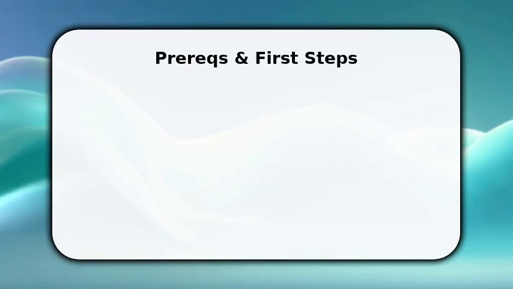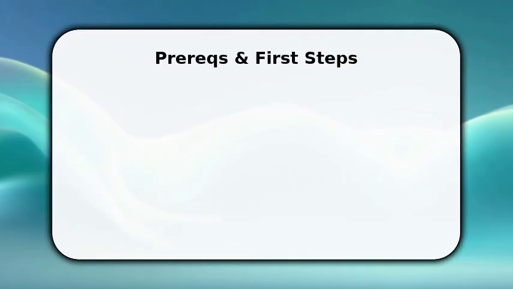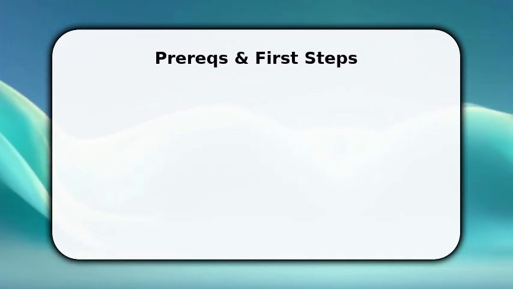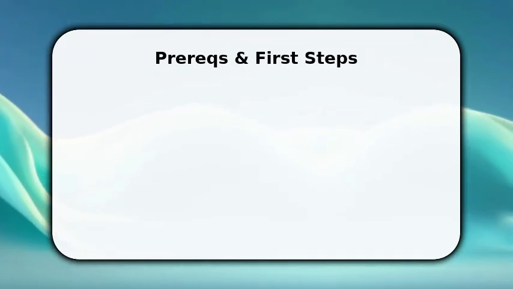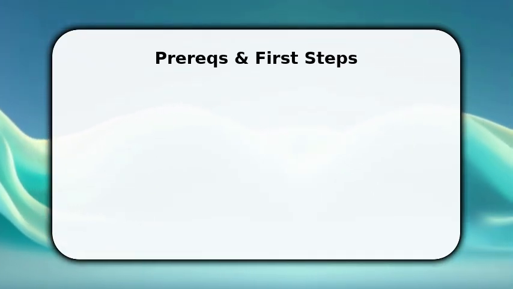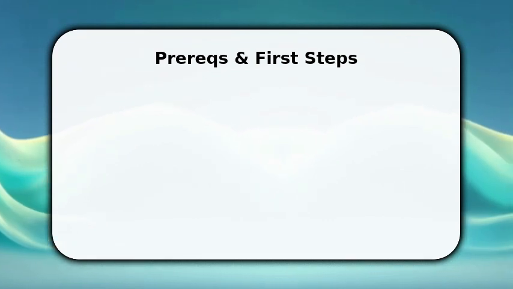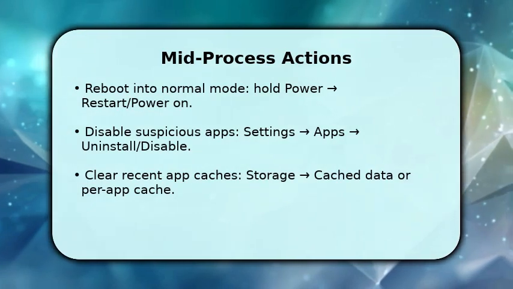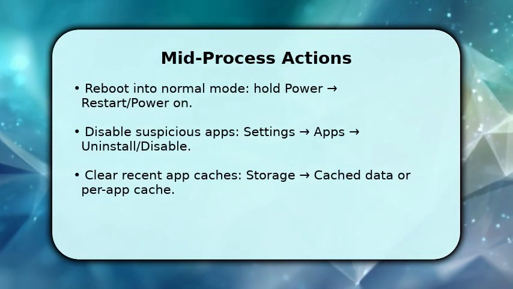Now perform the first actions. Power off the device fully, wait 10 seconds, then power on normally. If you use external SD or a case that presses buttons, remove it first. These initial steps rule out simple causes like stuck keys or storage conflicts, and let you test a clean reboot immediately. Once rebooted, you'll continue by targeting the usual culprits, apps and caches.